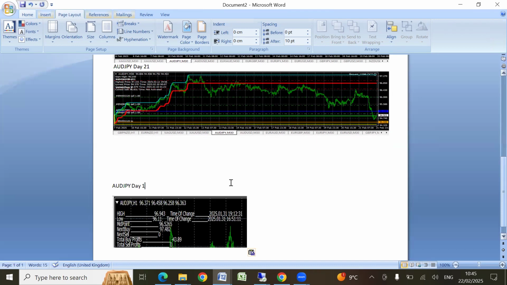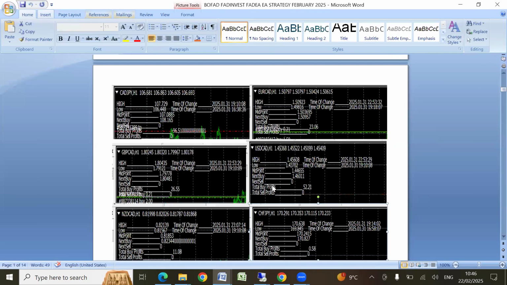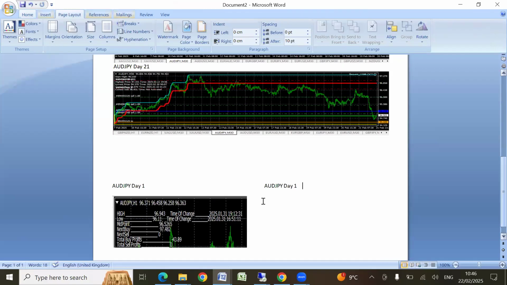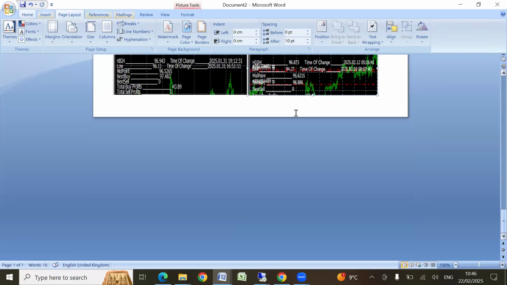And here, like the previous one, I think we can still copy. So the next one is AUDJPY on day 12. So let's go to day 12 and copy AUDJPY on day 12. We're going to copy AUDJPY on day 12 as well.